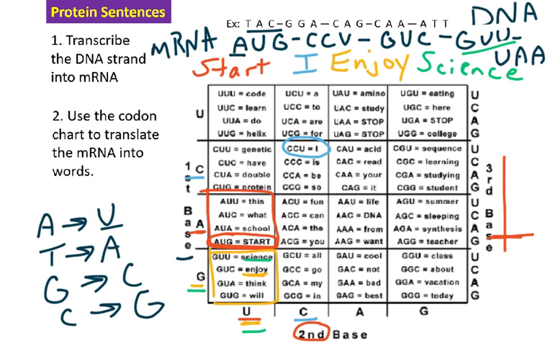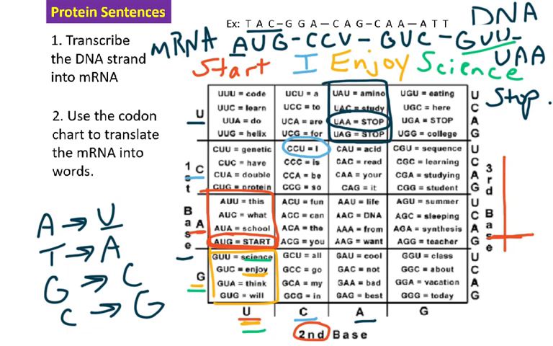And then the last one, UAA. We'll go back to black. So U, A, so it's this box. And then UAA is right here. So that's our stop. That's kind of like, in this activity, the period for this particular sentence. So the sentence for this example is, I enjoy science.